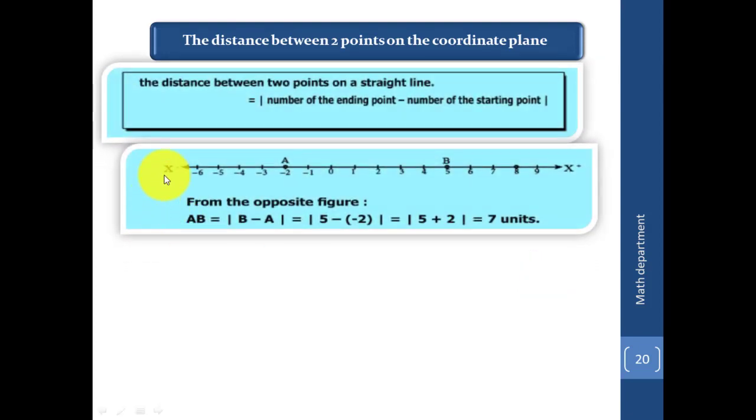To find the distance between 2 points on a straight line like this, here we have a straight line with 2 points, point A and point B. If I want the distance between A and B, the distance between 2 points on a straight line equals what? Number of end point minus number of starting point. But we must take the absolute value. Why? Because the distance must be positive.